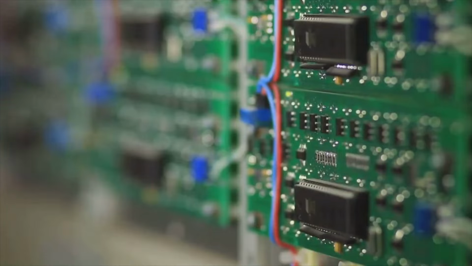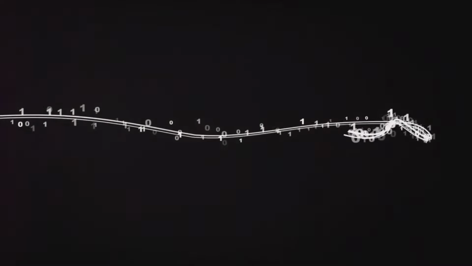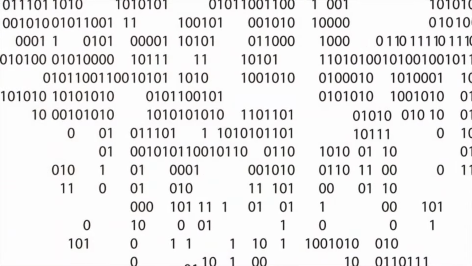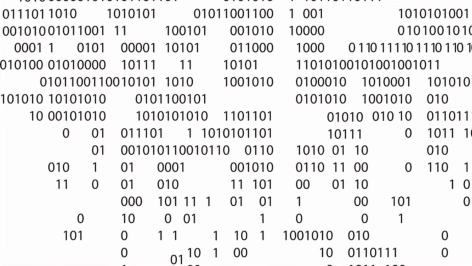Think of a light switch. It can be either on or off, right? That's like a bit. In binary, on is represented by 1 and off is represented by 0. By combining these ones and zeros in different sequences, we can represent any number or letter. But why do computers use binary in the first place? The answer lies in the simplicity and reliability of binary.